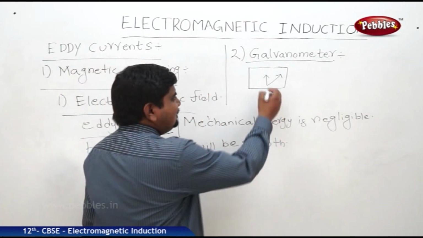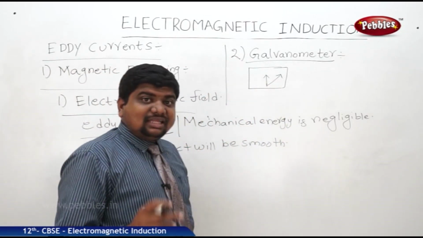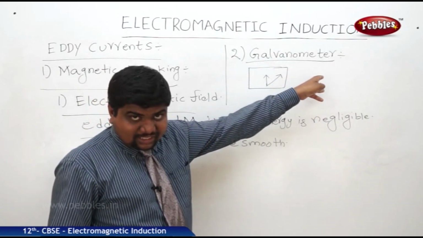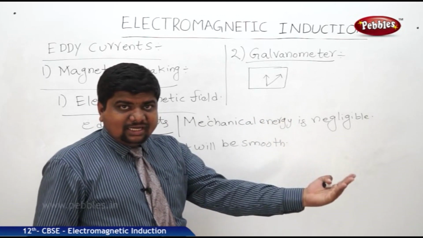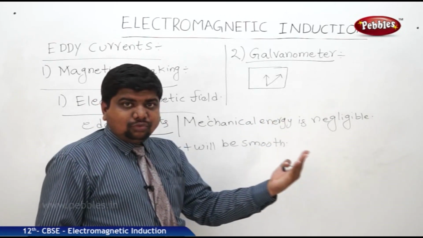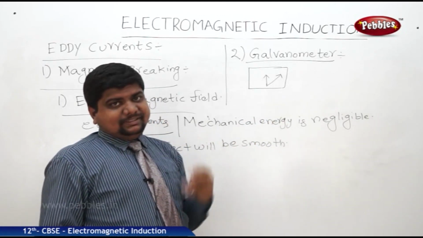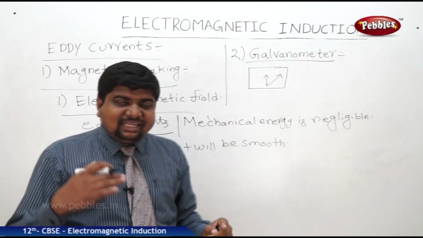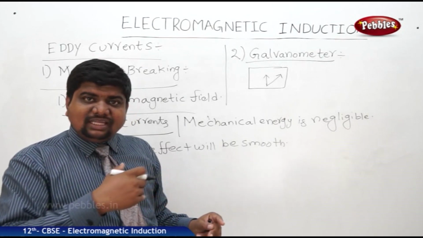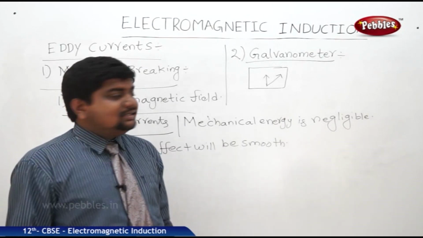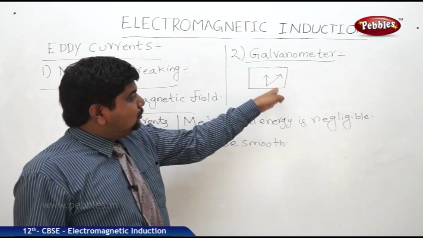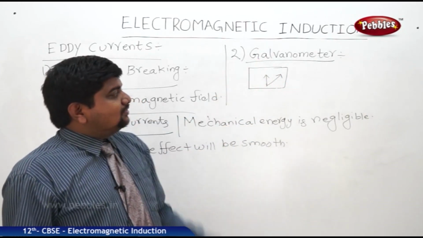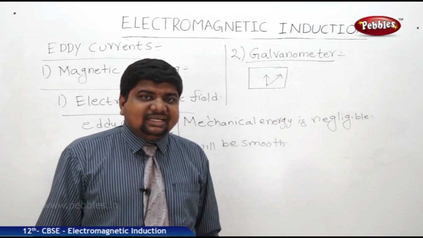What is the reason? The damping current, nothing but the eddy current which is produced in the core of the galvanometer coil, which keeps the needle towards the mean position. So the eddy currents produced in the galvanometer coil keep the needle at the mean position always. This is one of the examples, the galvanometer.